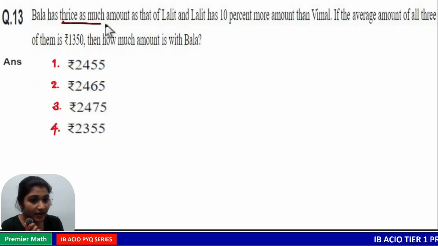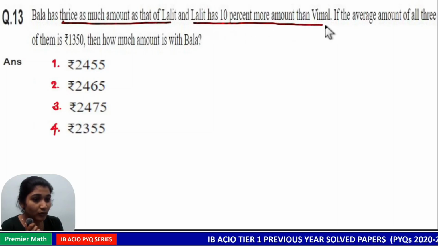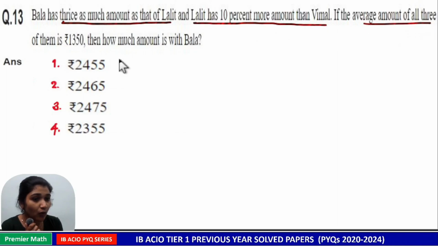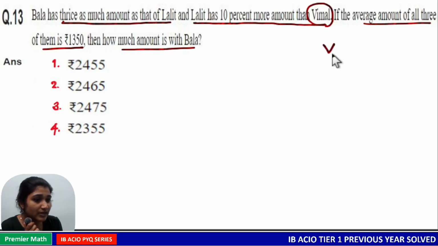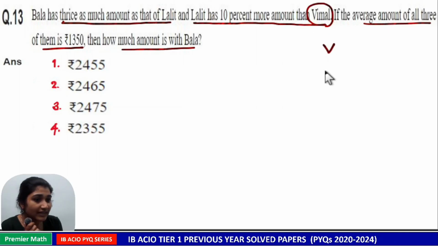Bala has thrice as much amount as that of Lilith and Lilith has 10% more amount than Vimal. If the average amount of all three of them is equal to 1350, then how much amount is with Bala? Here the person who is not compared to another person is Vimal. So take Vimal's amount as 100. Here I will take it as 10 for easy calculation.